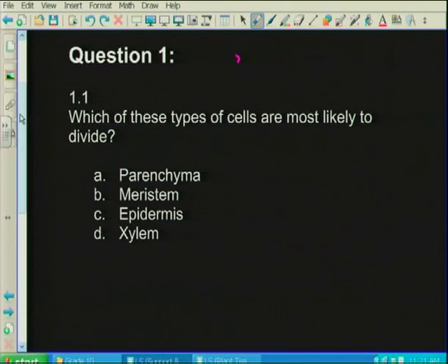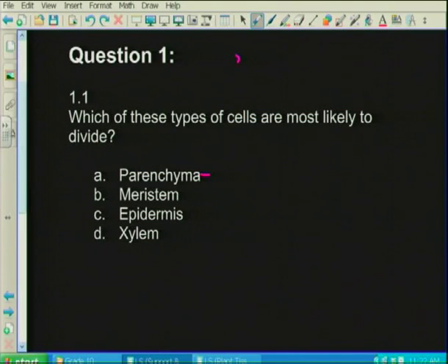Now, we have the options of parenchyma cells, meristem cells, epidermis, and the xylem. For you to be effective in answering these questions, you need to know the function of each of these cells, and we're going to be looking at that. First of all, you remember your parenchyma cells. These were the most abundant, and they were the big cells, and they were used for storing water and minerals that were absorbed.